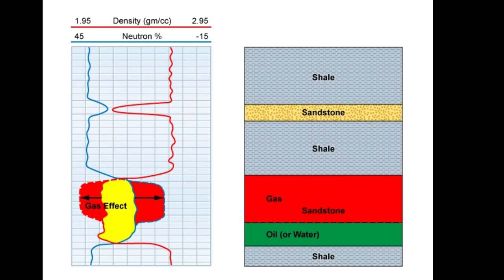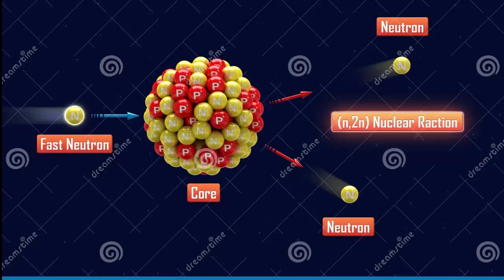Okay, so today we're gonna be talking about an introduction to the neutron log. So what is the neutron log? The neutron log is a log of porosity, and it's based on the effect of the formation on fast neutrons emitted by a source.